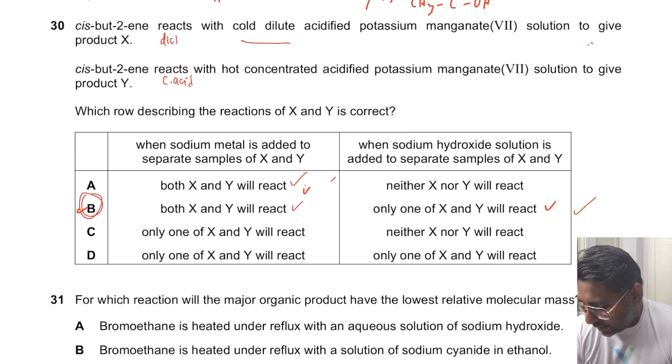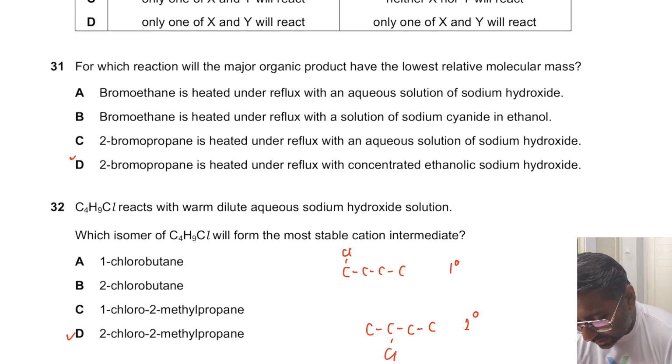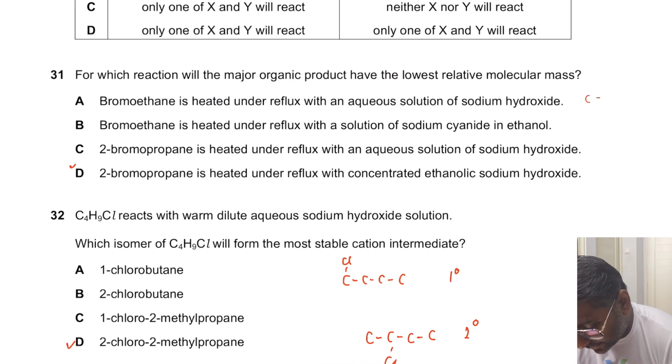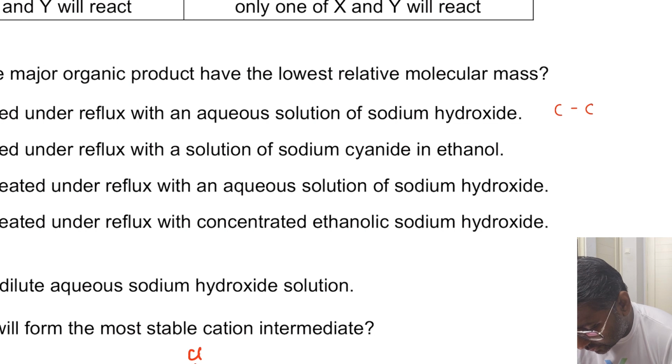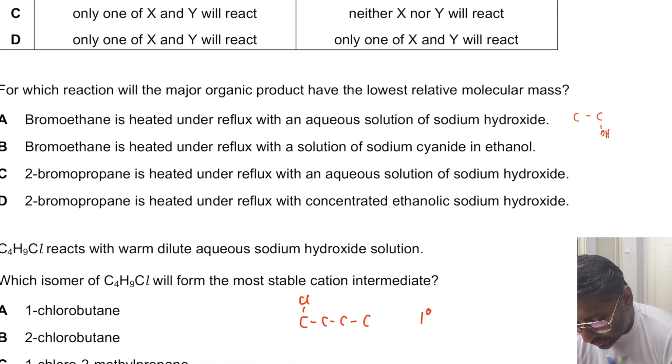Next. For which reaction will the major product have the lowest relative molecular mass? So you have bromoethane, with 1 Br. Then you react with sodium hydroxide. What will happen? This will be replaced by OH. And then bromoethane with sodium cyanide in ethanol, the Br will now become CN.